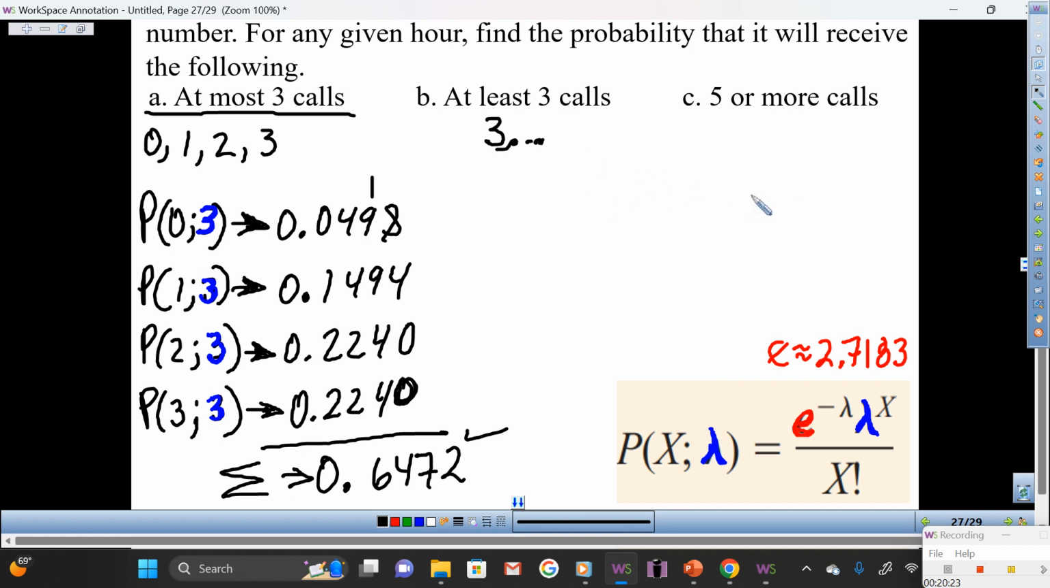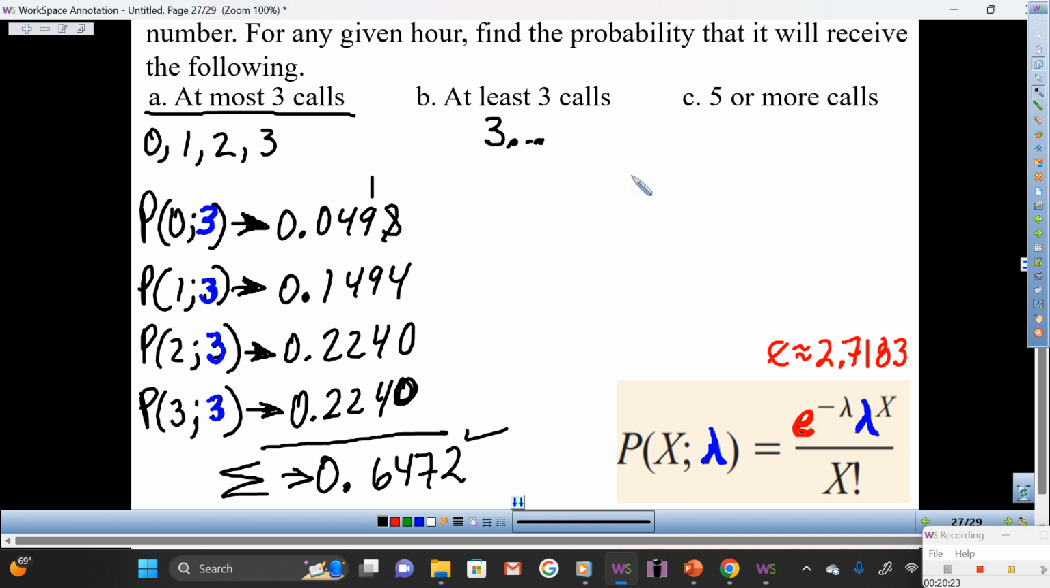Any ideas? Zach, what do you think? Wow. Help us out, Presidenta. Any ideas? Okay.